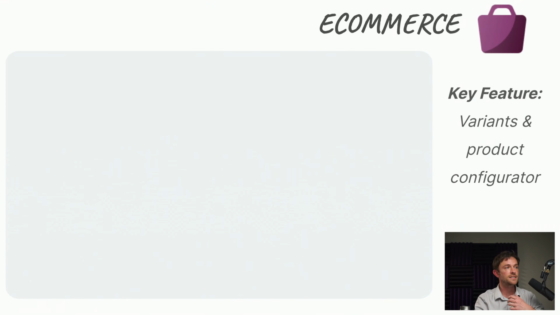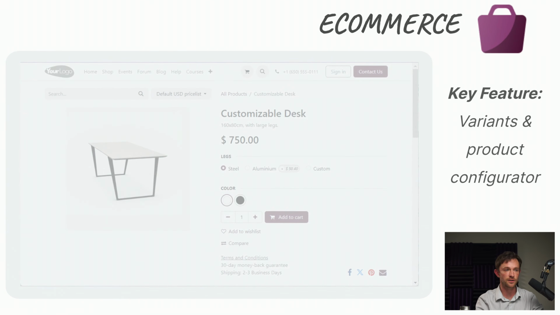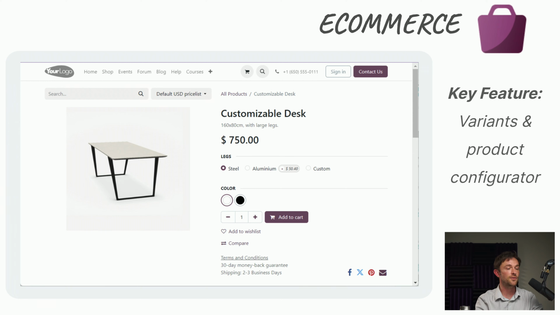Now, there's a lot of nice modern e-commerce features that we have. There's a ton of features, so you should really check it out if you're interested. But one that's really nice is the way we handle variants and the product configurator. So for example, you can have a product like this and it can have different attributes and values like what legs to choose, what color. So you can choose the color black and it'll change the picture accordingly, for example.